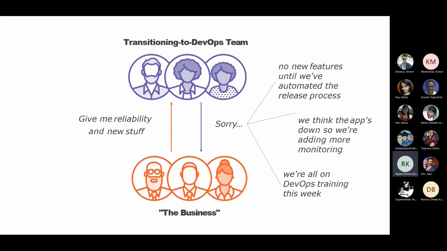I think some of you might be practicing it as well. CI means continuous integration, then continuous delivery, then continuous deployment. These are the things people want to do in the DevOps team. So when the business wants new reliability or a new feature, the DevOps team says, hey, we are transforming into DevOps, just give me some time. We want to work on the automations right now, integration right now, training right now. Slowly we'll do that. That is where the gap is.